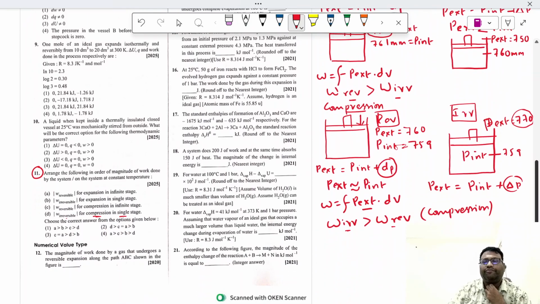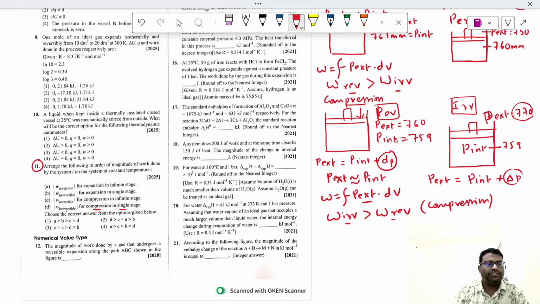Okay, so from the explanation you can find that D is greater than C. C and A are reversible, these two are the same. Least is irreversible expansion, so the answer will be the second option. Okay, so you understood.